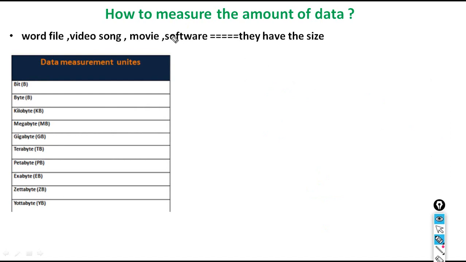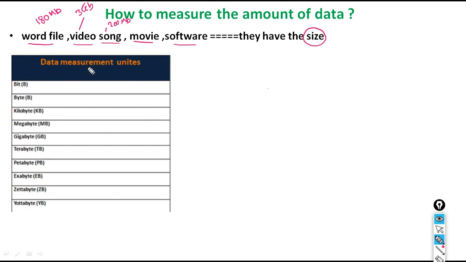Measurement units. So now you can say that your Word file, your videos, your songs, your movies, your software, they all have a size. How much size does it have? For example, you have a Word file, for example, it has 80 MB. Or you have a movie, maybe it has 3 GB. You have a song, maybe it is 200 MB. So now you can say each of them has a size.